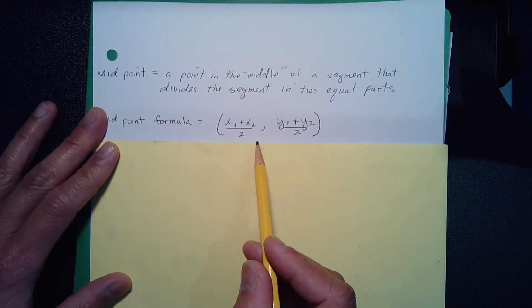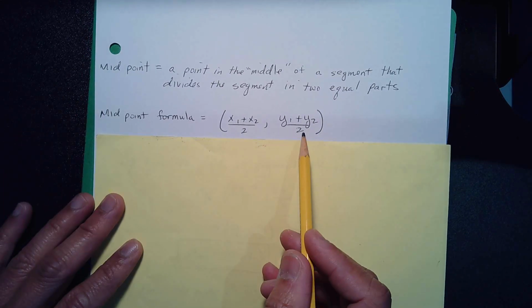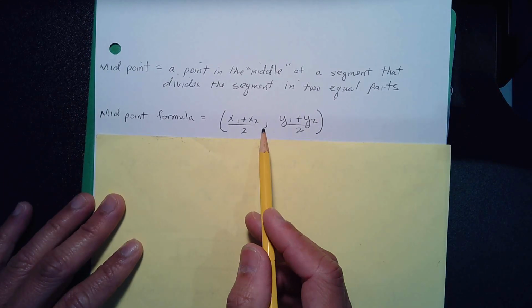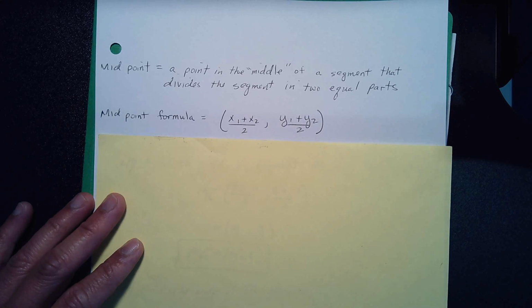x1 plus x2 over 2, comma, y1 plus y2 over 2. There's a comma here because we're finding a point. Remember, a point has an x and a y value.